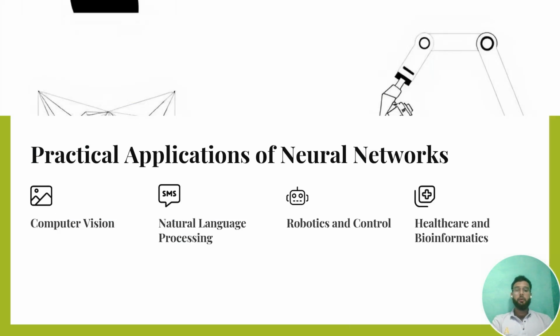Now we'll talk about the practical applications of neural network models, means how it is used in daily lives, in which places it is used, because I have told you earlier that it is widely used nowadays. So we'll see where it is used. So firstly, it is used in computer vision. So neural networks excel at tasks like image classification, object detection, and image segmentation. So it is widely used in computer vision.